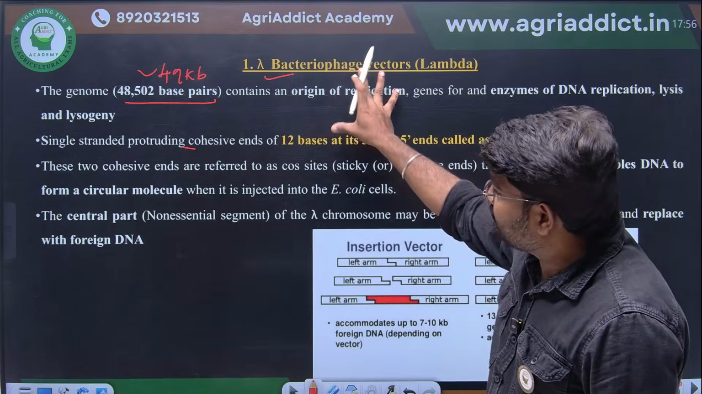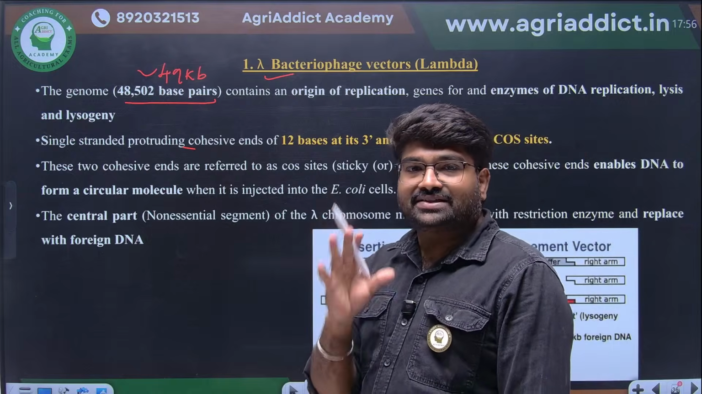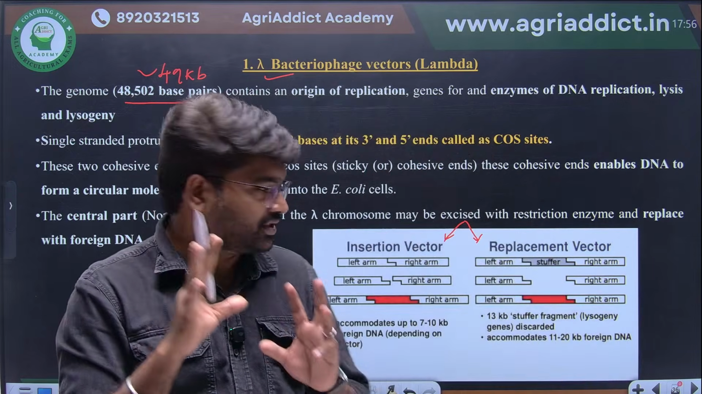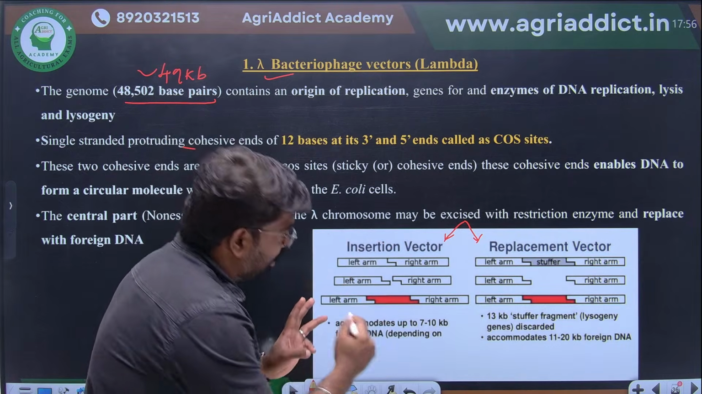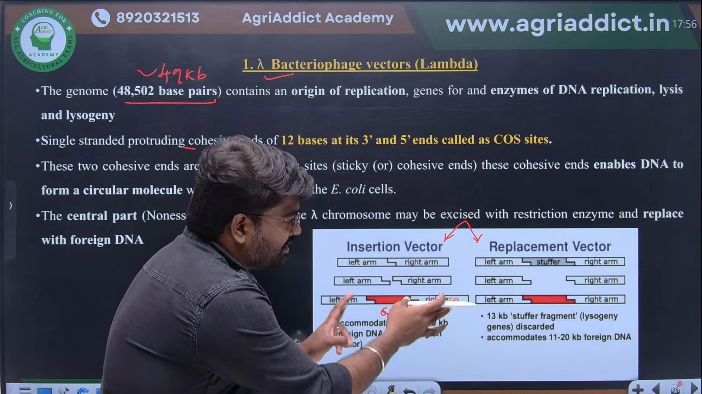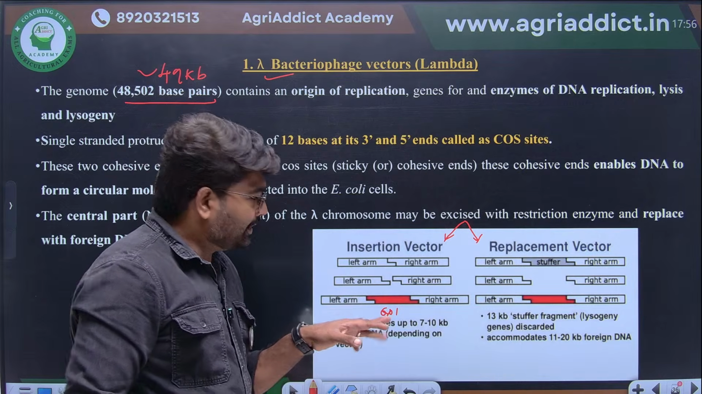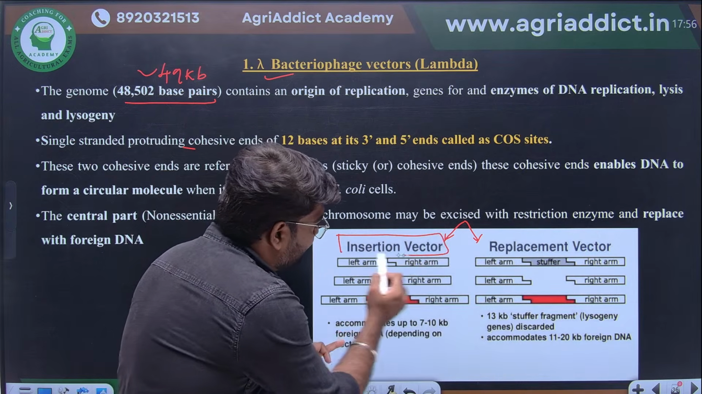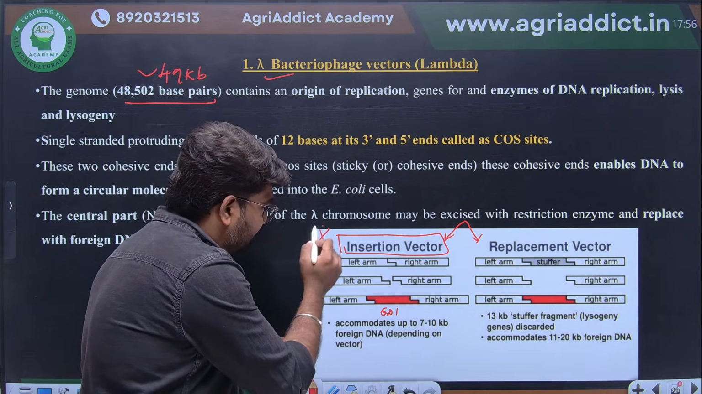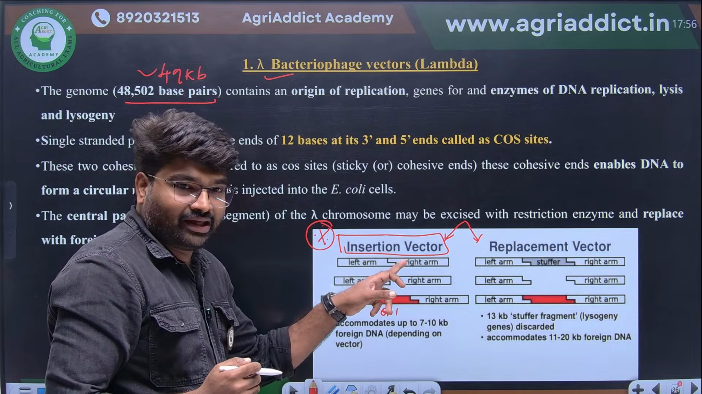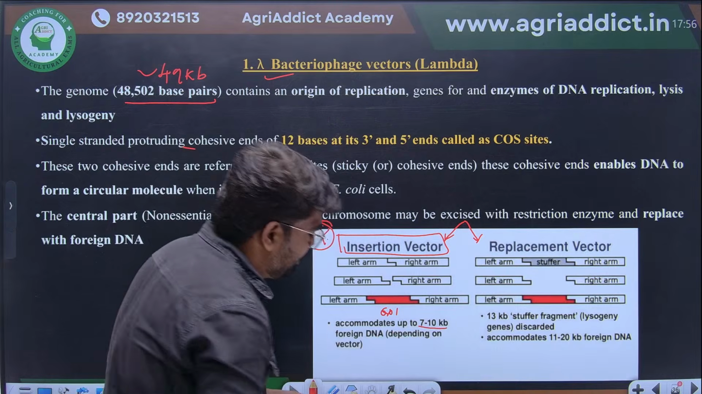This lambda phage vector is classified into two types: insertional vector and replacement vector. You see here clearly, insertional vector means our gene of interest we will insert within the lambda genome. So in an insertional vector, the cloning capacity will always be less. This is the statement question they have asked. Insertional vector will have a cloning capacity of only 7 to 10 kb.